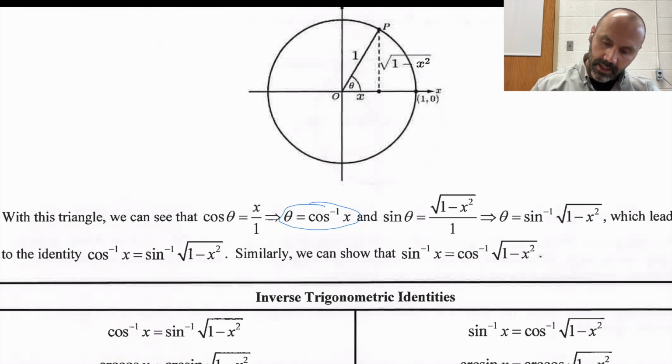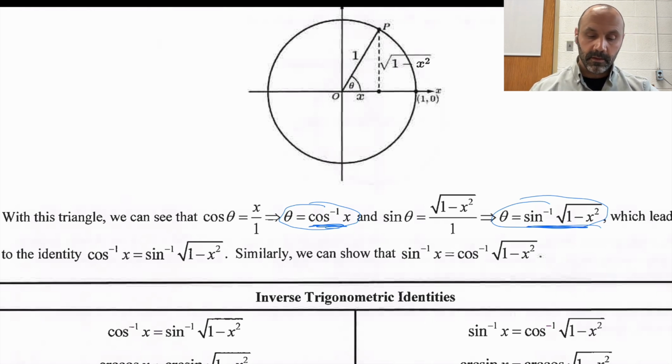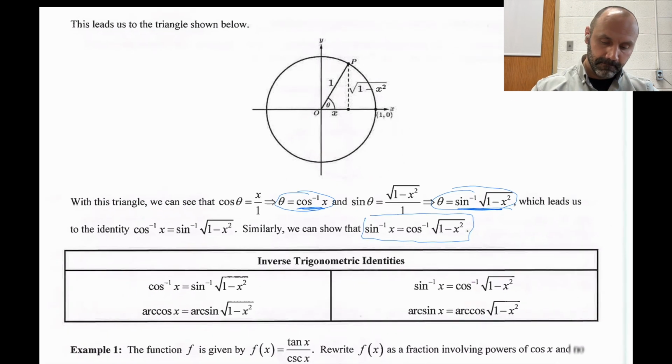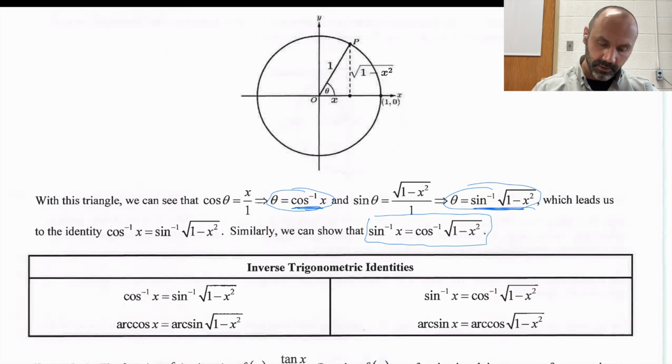This is theta and this is theta. That means that these two things, inverse cosine of x and inverse sine of square root of 1 minus x squared, are equal to each other as well. And so we end up with this new identity. It's an inverse trig function identity. Okay. And so here it is initially.